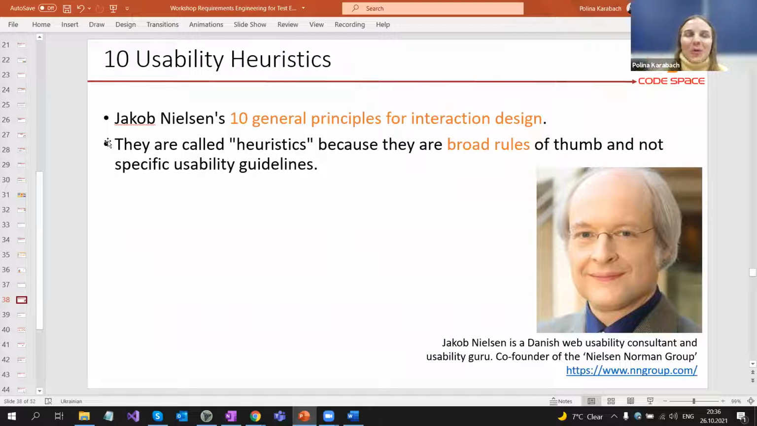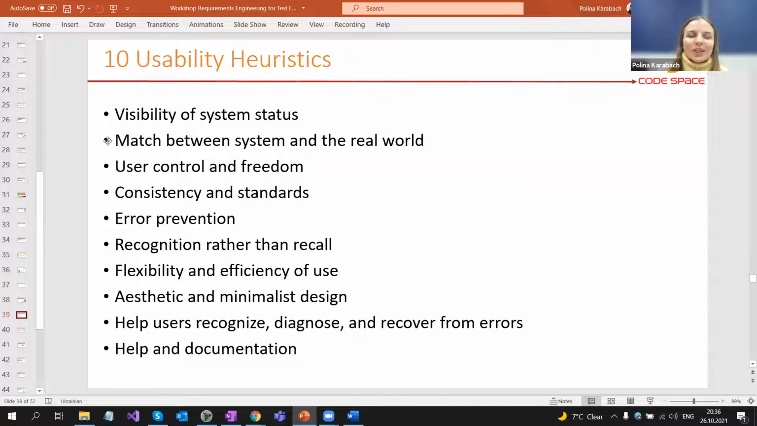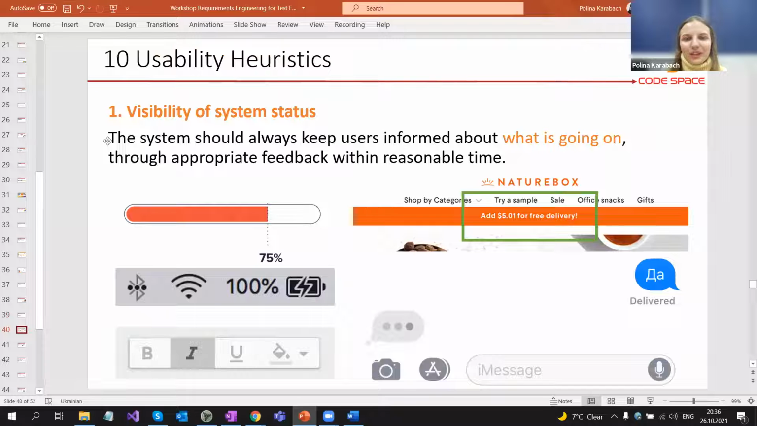You need to recall them and make sure you remember those when you are working with requirements. So the 10 principles are as follows. We'll go over them one by one. Visibility of system status. It's important for the user to understand what is going on. So a progress indicator, a hint, a status, it's all important to understand what the system status is right now.